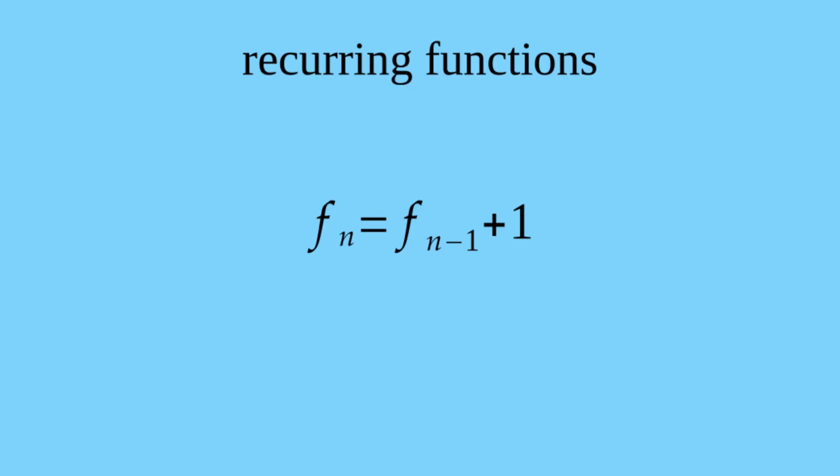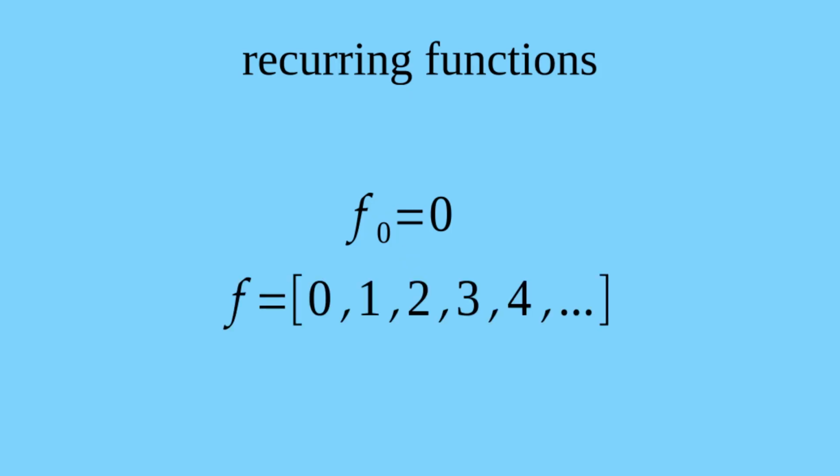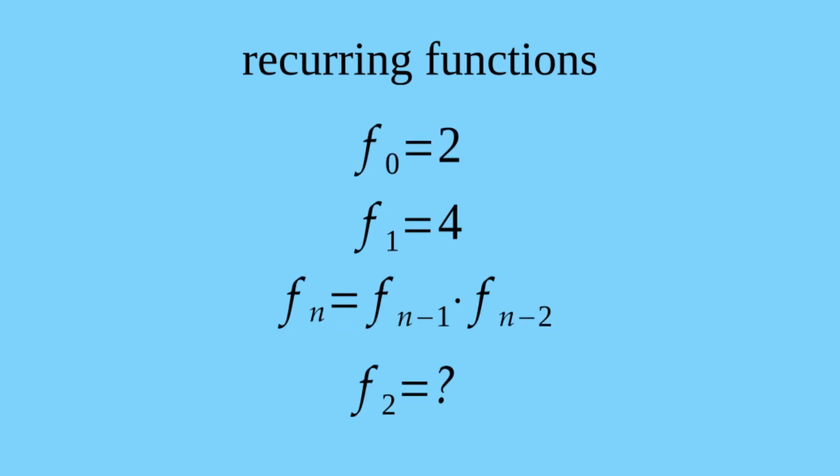So, say you start with f sub 0 being 0, then it'll go 1, 2, 3, 4, 5, and so on. That's cool. Okay, so now that you've learned a bit, here's your question for homework. What's f sub 2 if f sub 0 is 2, and f sub 1 is 4, where f sub n equals f sub n minus 1 times f sub n minus 2? Make sure to pause the video before I reveal the answer.